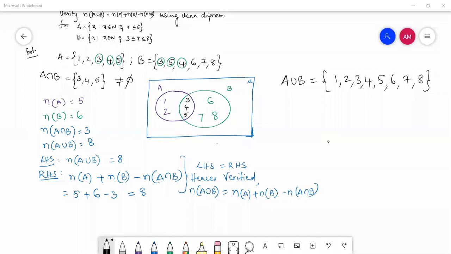So this is one case. If we have non-disjoint sets, how to verify? We observe that. If we are having disjoint sets, how to verify this formula? Let us see that. Let us move to the next problem.